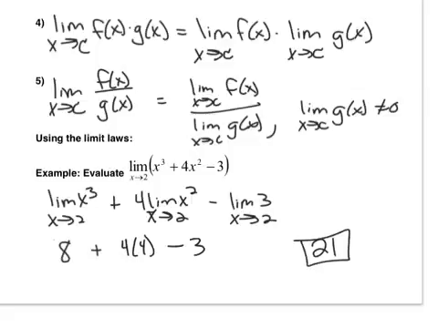Now, if you think about it, I get a 21 when I evaluate the limit. If I were to evaluate this, just find the value of the function, I would get the same thing. I would get 8 plus 16 minus 3. So evaluating this limit in this case is the same as just evaluating the function.